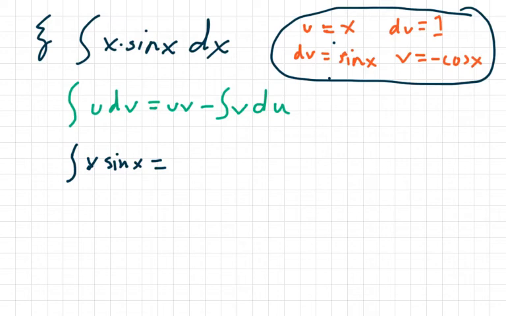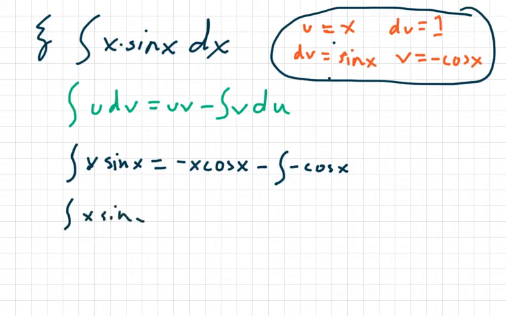And then we put u times v. So negative x cos x is right there, minus the integral of v, which is negative cos x, du, which is 1. So you could just put your dx there because it's times 1, so it doesn't change anything. So now the integral of x sine x is equal to negative x cos x.